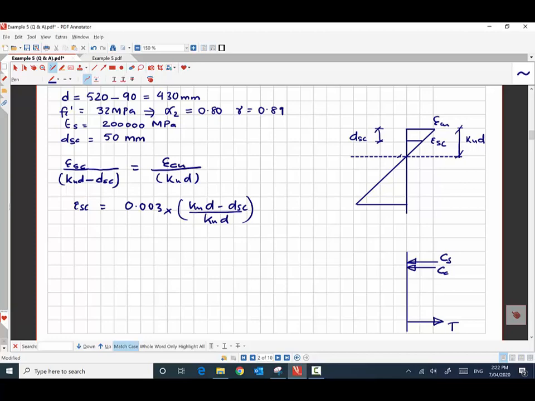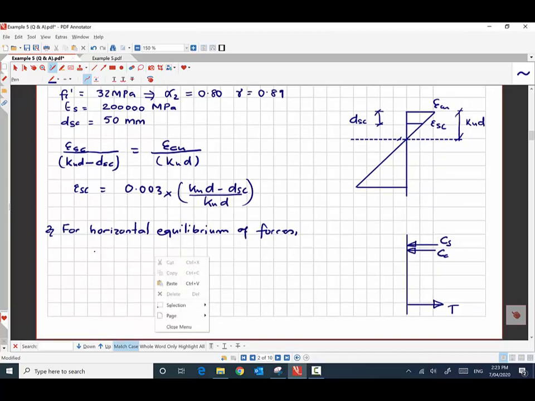So looking at the force profile, T should be equal to Cc plus Cs. The tension force T should be equal to the compressive force taken by the concrete plus the compressive force taken by the steel in compression.